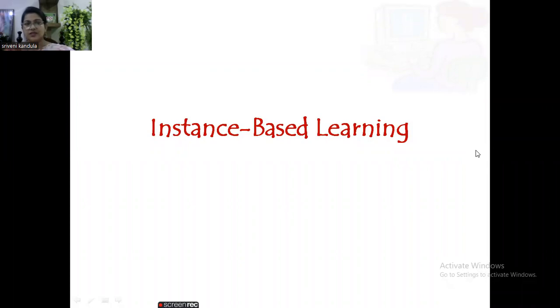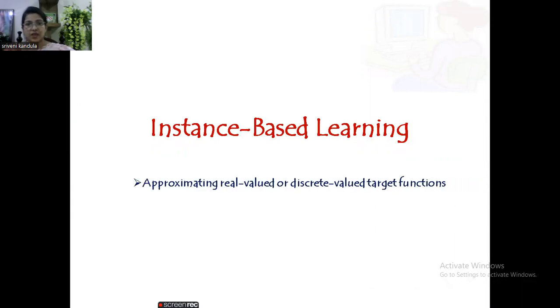In this session, let us learn about instance-based learning. So this instance-based learning contrasts to the earlier learning methods that we have learned. Here, this is used to approximate either real valued or discrete valued target functions. So far, we worked with only discrete valued target functions. Here, instance-based learning can work with both real valued as well as discrete valued target functions.